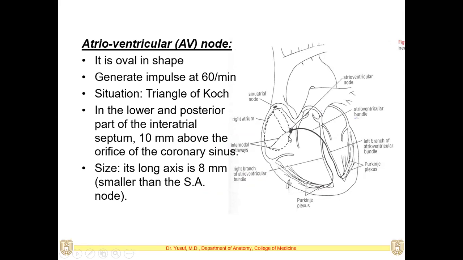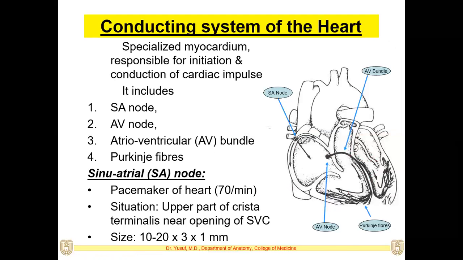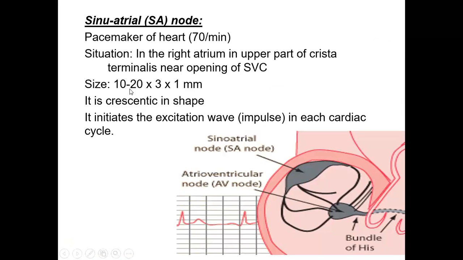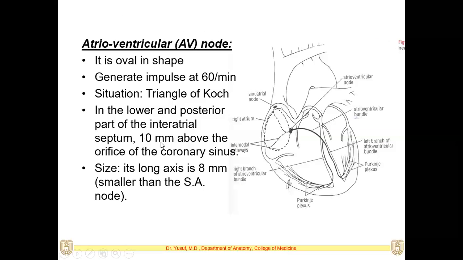So it is present in the triangle of Koch in the lower and posterior part of the interatrial septum between the two atria. So between the two atria, there is the interatrial septum. So it is present in the lower part of the interatrial septum, the triangle of Koch. And the size is almost 10 millimeters, smaller than that of the SA node. As you can see here, the SA node is from 10 to 20 millimeters, but this is smaller. The maximum is 10 millimeters.